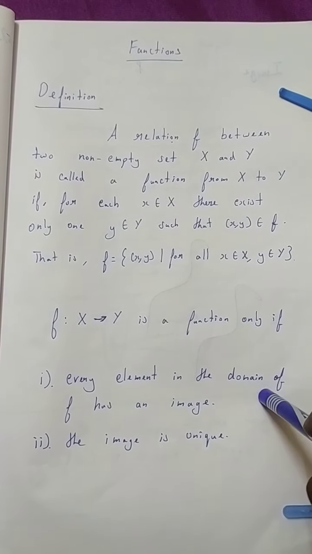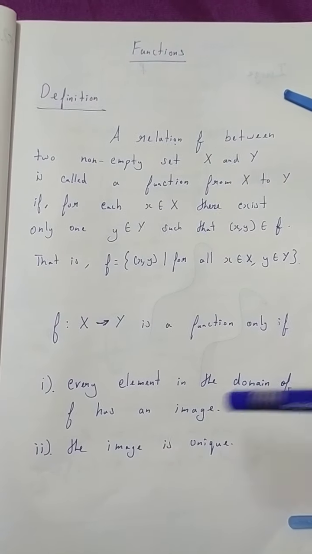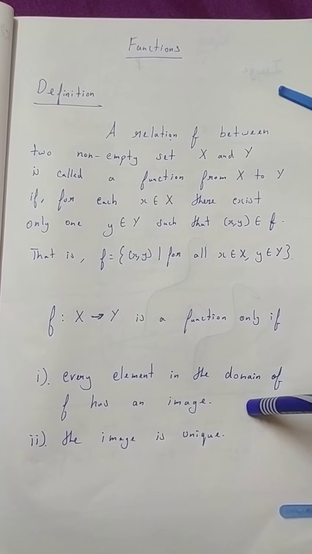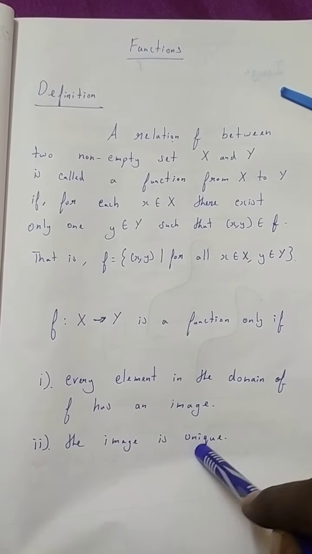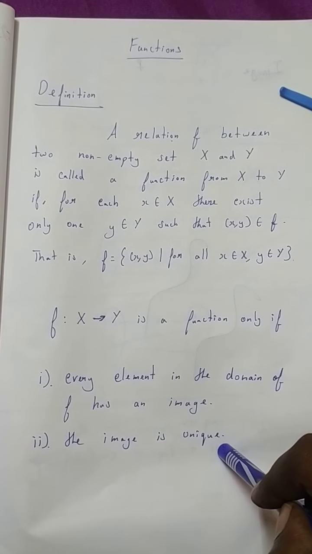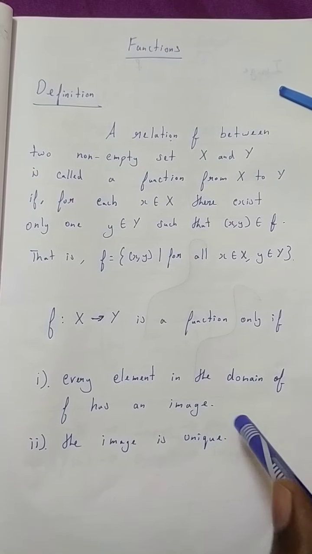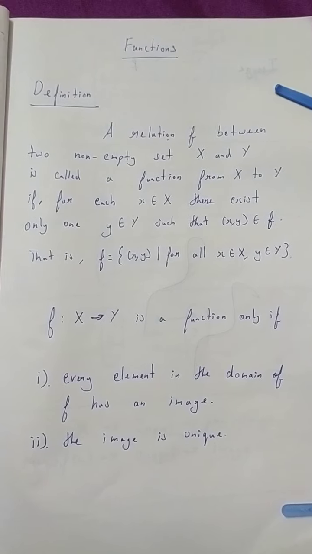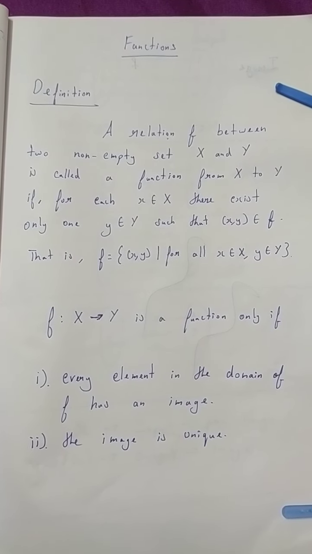Every element in the domain of f has an image. So what is called an image? The image is nothing but the second element, right? The image is unique. Unique means it should be only one element, right? So we'll see some examples, and now we'll clearly understand.